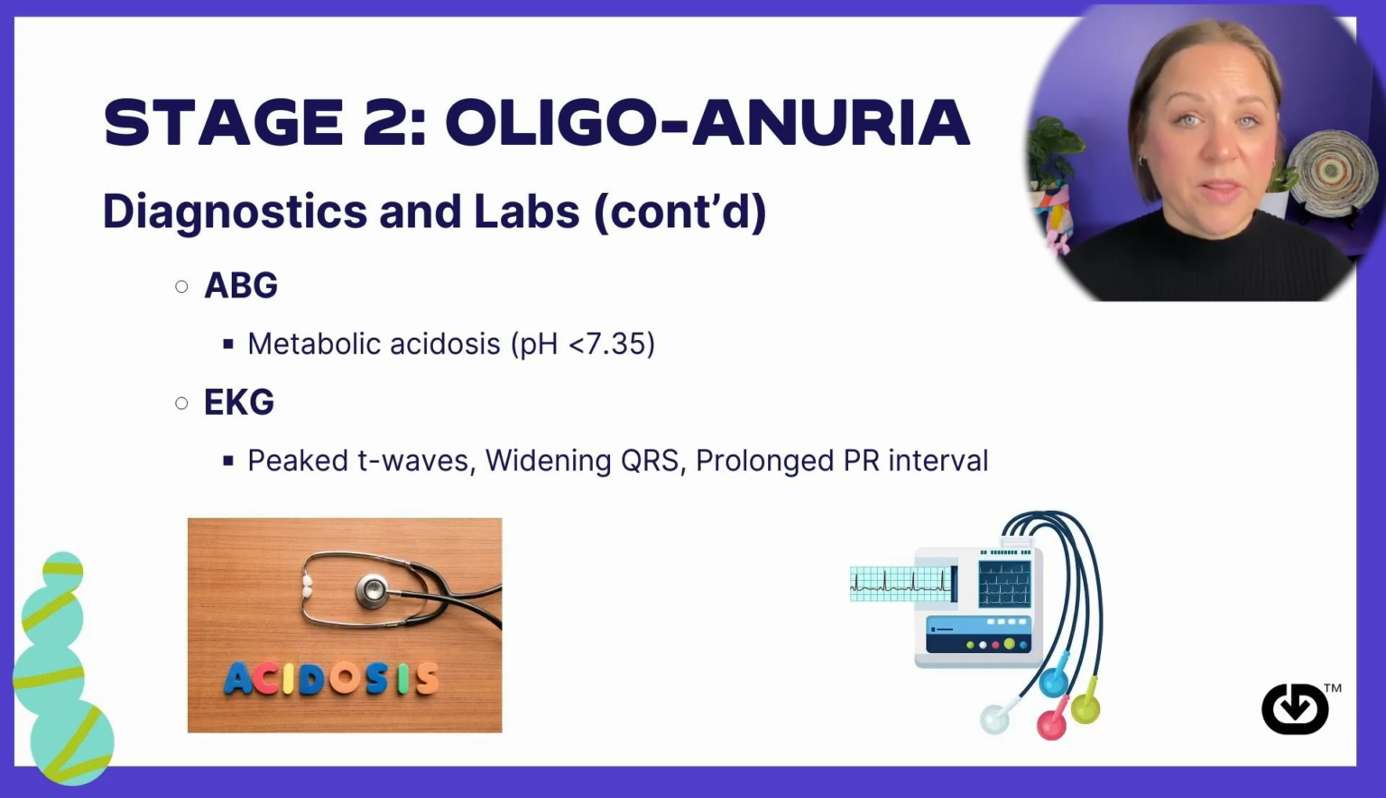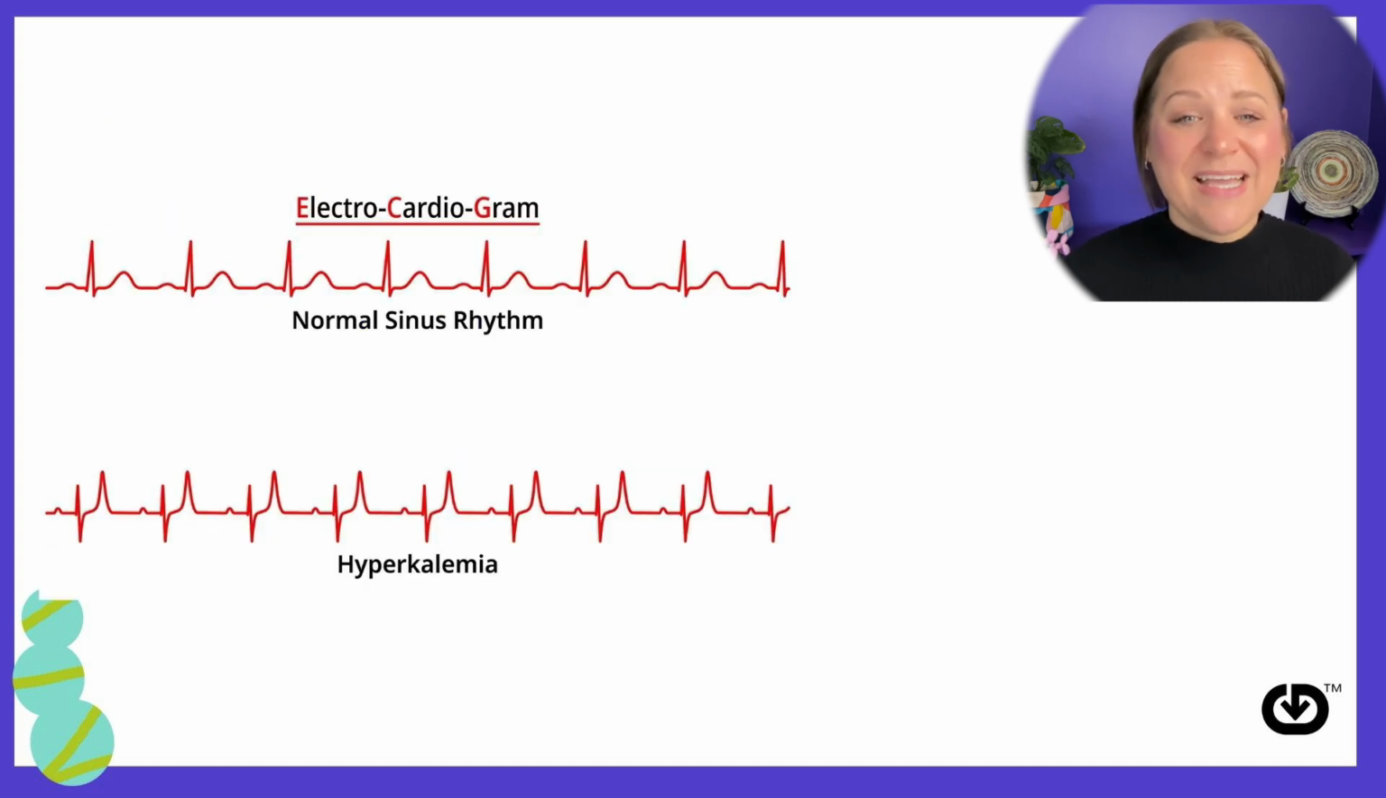pH will be less than 7.35. And again, because of the hyperkalemia, we can see EKG changes, specifically peaked T waves, widening QRSs, and prolonged PR intervals. As a reminder, here is what a normal EKG looks like. So you've got your normal P wave, your QRS, and a nice T wave. But in hyperkalemia, you'll notice that the T wave is very peaked after those QRSs. It's much higher than the QRS itself. And this is a sign that the patient has too much potassium and would need to be checked for that. Remember, anytime you have a patient with electrolyte imbalance risks, they need to be on a cardiac monitor.